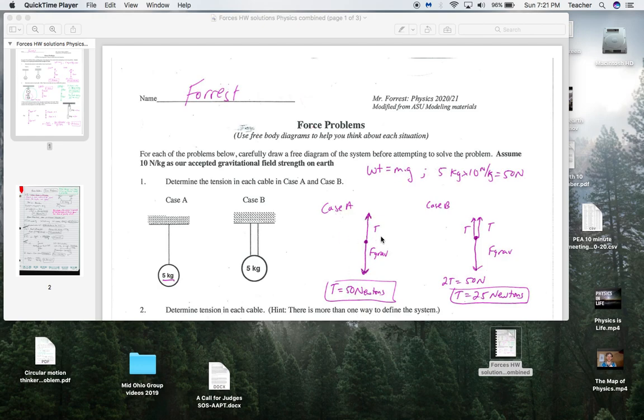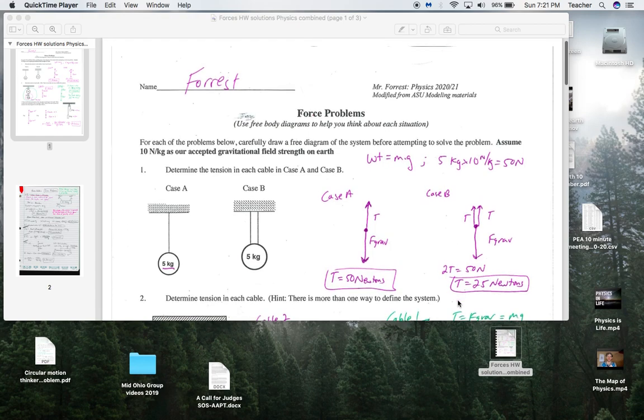All right, so when I have this, I have a free body diagram pulling up the tension, and the downward force is the gravitational force. Those are equal to each other. So once I figure out the gravitational force, then the tension has got to be 50 newtons. Here, I've got two ropes pulling up, which would equal the 50 newtons down, so the tension in each rope is only 25 newtons.